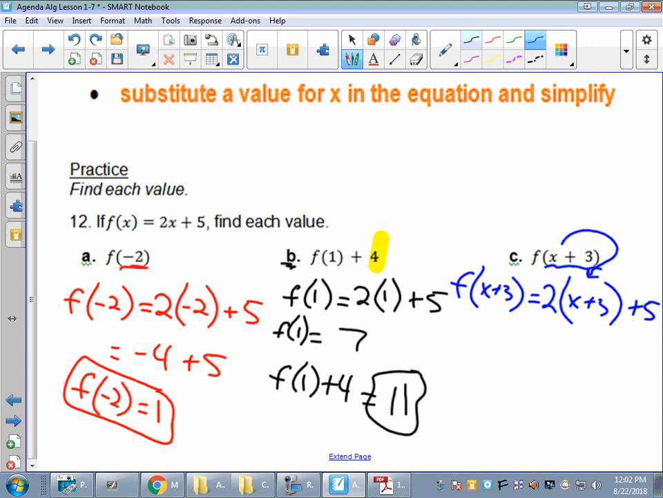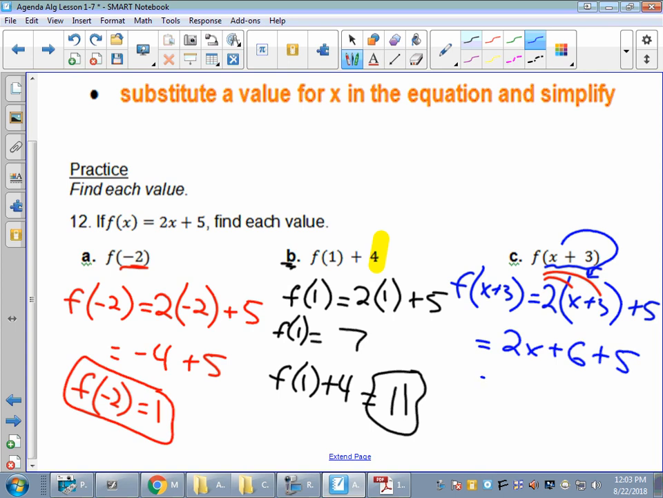Okay, so now doing this math, it's about simplifying. It's the same thing. We just have to simplify by using the distributive property. So I'm going to go 2 times x and 2 times 3. So 2 times x I know is 2x. 2 times 3 I know is 6, plus 5.